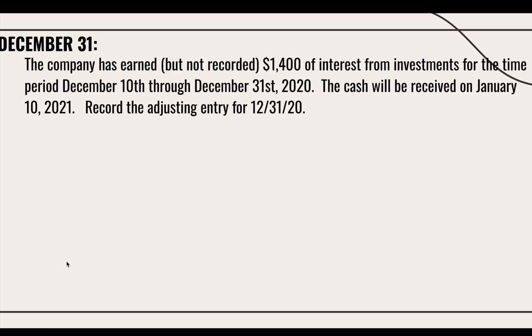Okay. New concept here. This is recognizing interest that we've earned but haven't yet recorded because we haven't received the cash yet. So we have to do an adjusting entry for it.